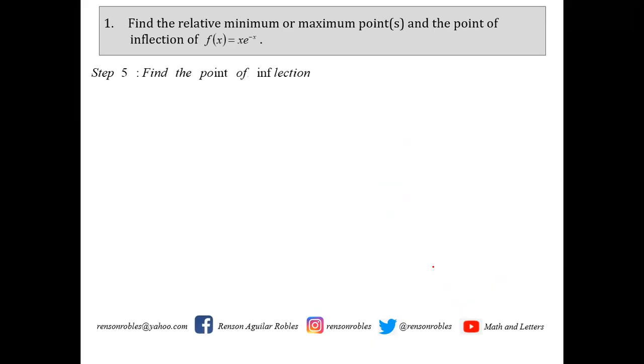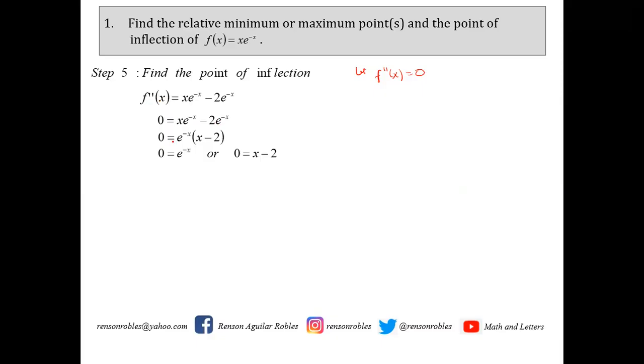And then the next thing to do is to find the point of inflection. The point of inflection is obtained when we let f double prime of x equal 0, and then you solve for x. So we shall have, okay, this is our f double prime, the second derivative, and then we let this be 0. So you have x e to the negative x minus 2e to the negative x. And then again, we shall factor out e to the negative x, and then we solve for x.